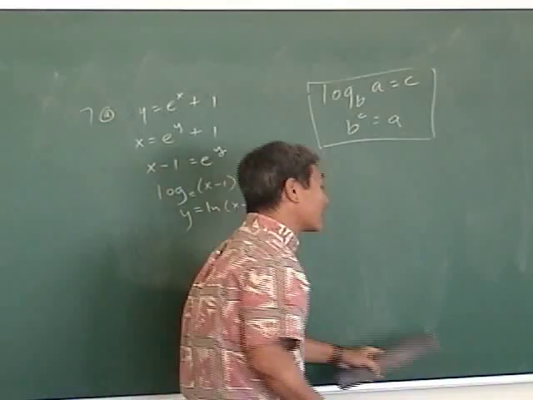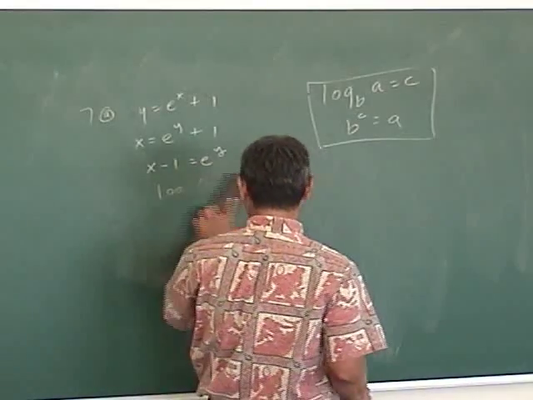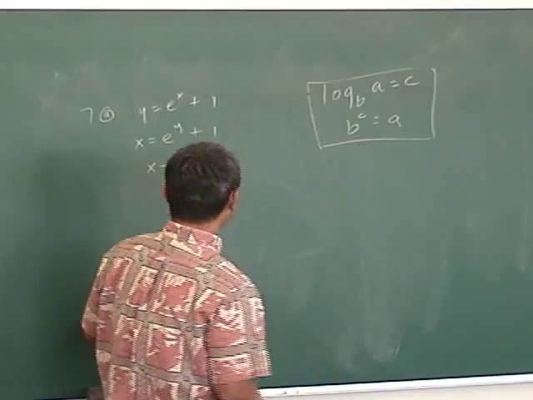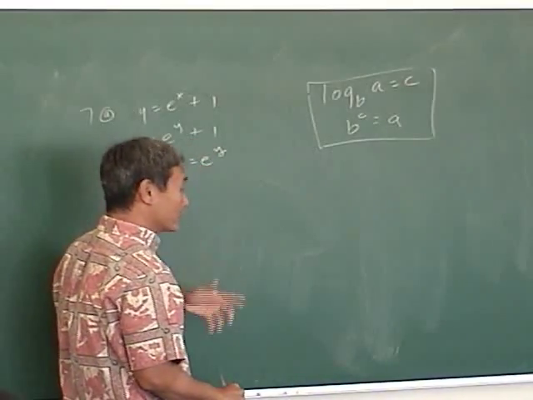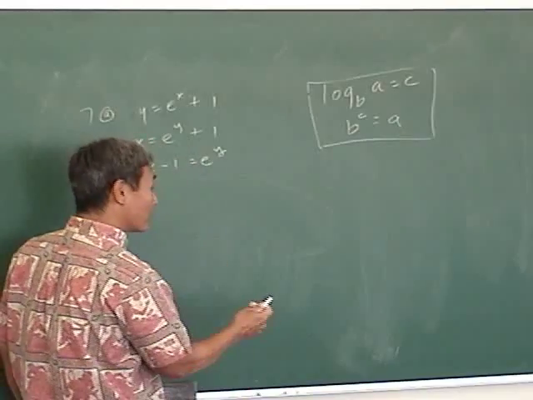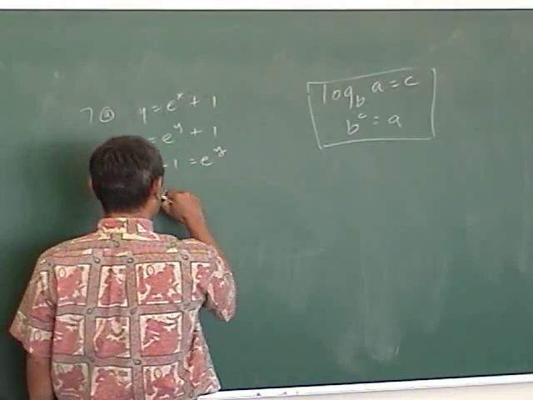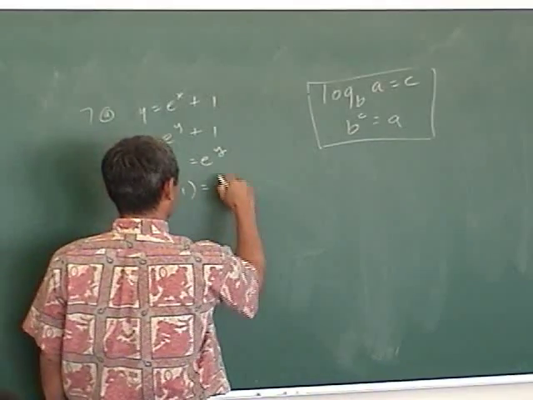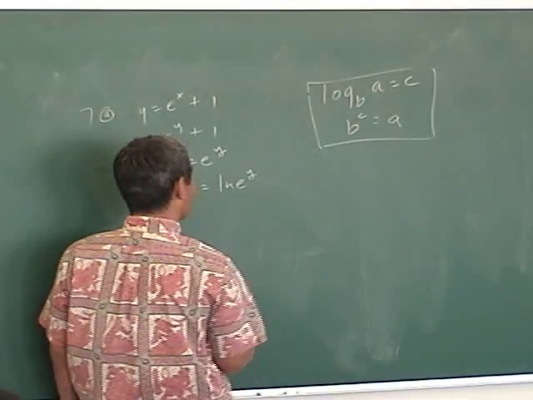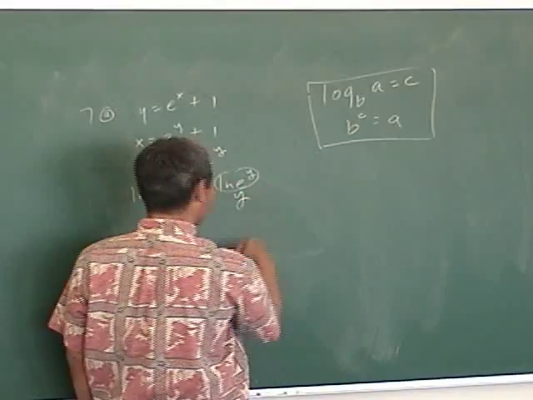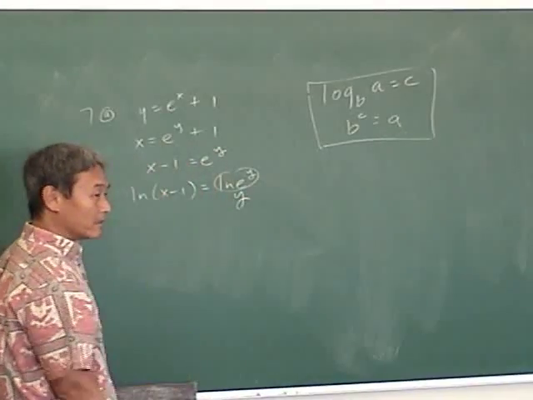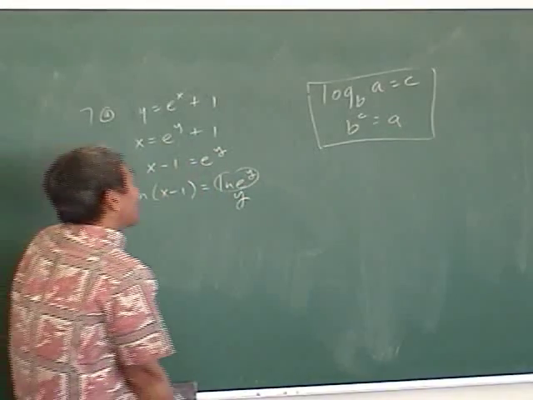Okay, but here's another way of thinking about it. If you want to get rid of this e, you do the inverse, you natural log. So what you do is you natural log both sides. Natural log of x minus 1 equals natural log of e to the y. But what is natural log of e to the y? It's just y. Why?